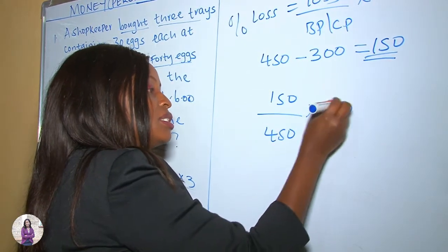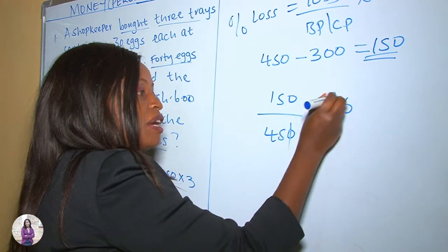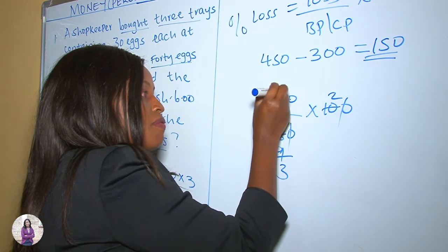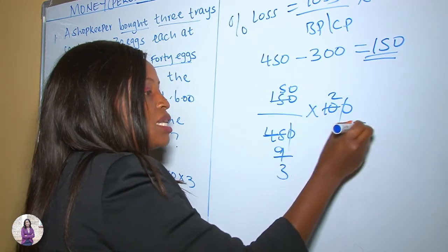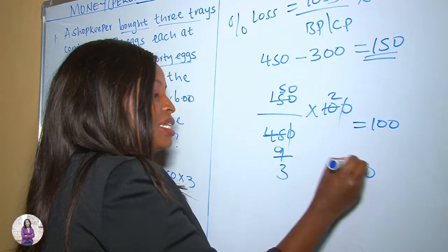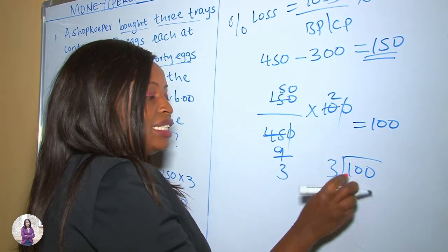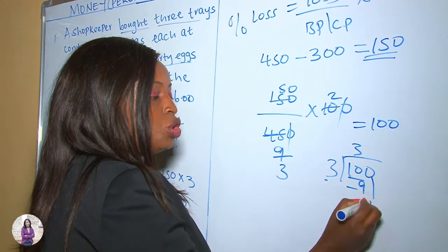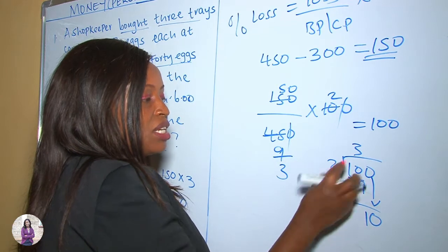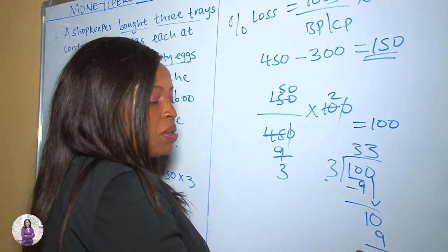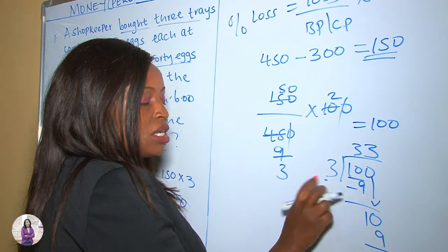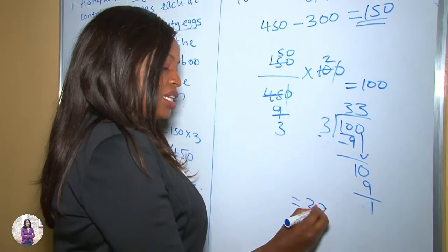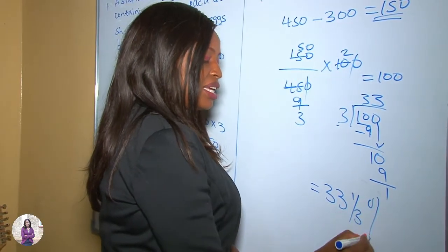multiplied by 100. So 0 goes with 0, 5 by 2 ..., 50 times 2 is 100, and 100 divided by 3. 10 divided by 3 is 3 because of 9. 10 take away 9, it's 1, we drop our 0 there. 10 divided by 3 is 3 because of 9, we remain with 1. 1 can't divide 3. Therefore, this is our remainder, and it is a fraction. So our answer is 33 and a third percent.